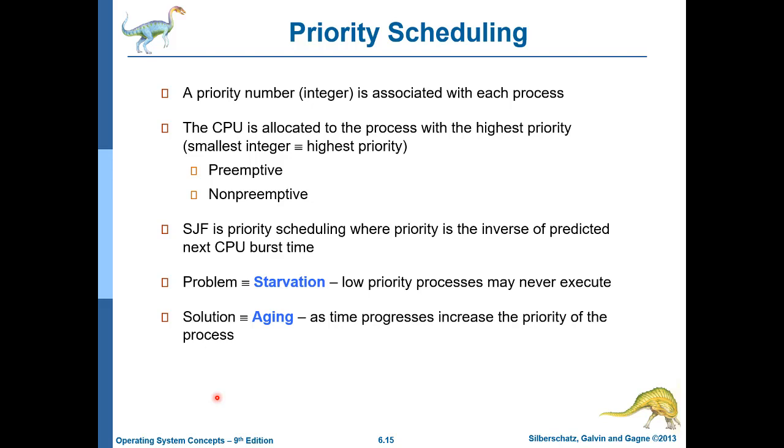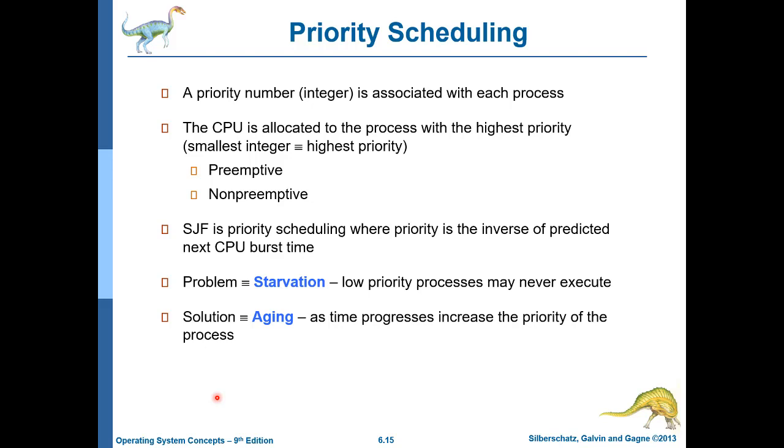An example is SJF, shortest job first. It is also a type of priority scheduling algorithm, but instead of giving a number, we give priority to the process which has the shortest CPU burst time. We choose that for the highest priority for execution.